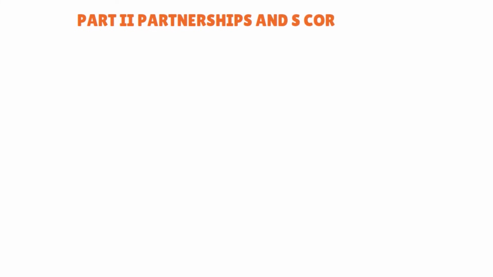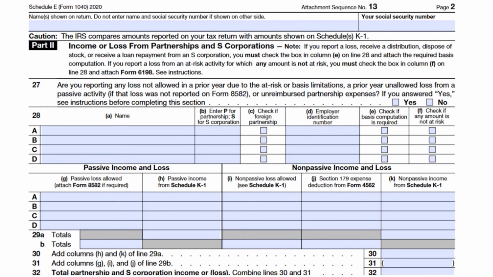So I want to dig a little bit into part 2 here. Part 2, as you can see on the screen, folks, is where we have the partnerships and S corporations, right? So again, here you just have to put your name and your social. And then on line 27, you have to respond whether you're reporting any loss not allowed in a prior year due to the at-risk or basis limitations, a prior year unallowed loss from a passive activity, or unreimbursed partnership expenses. So it has to be yes or no.